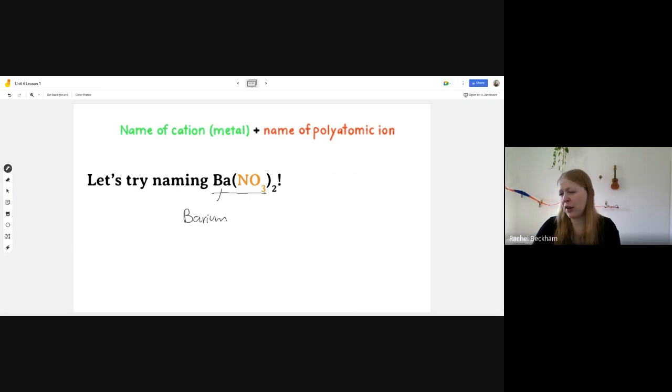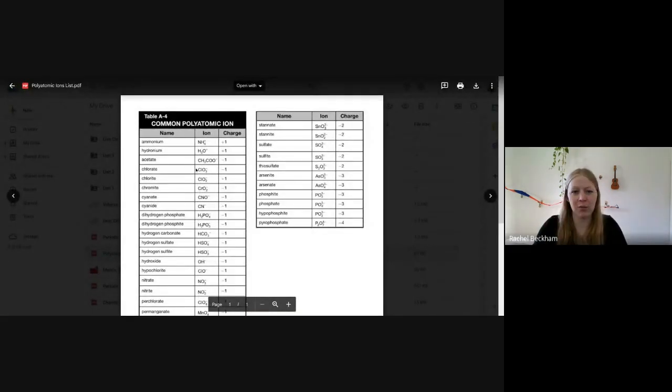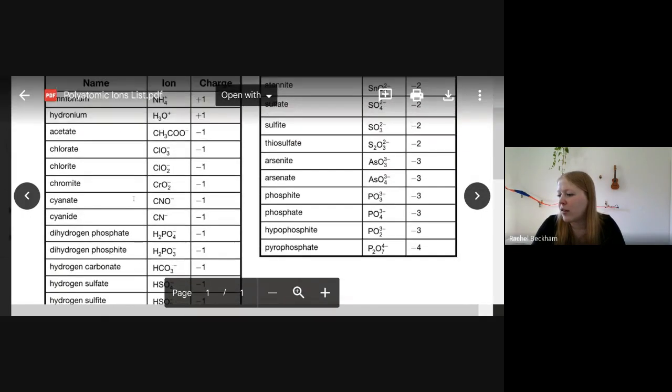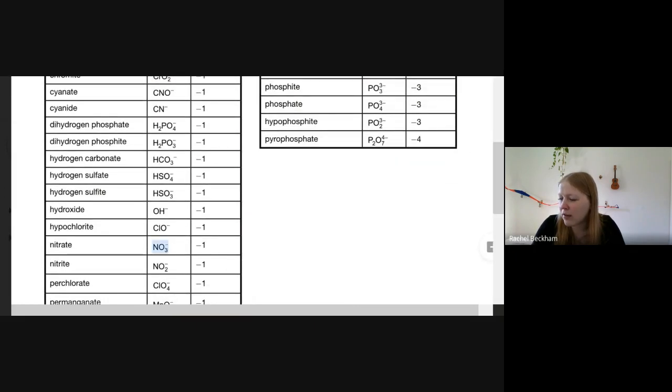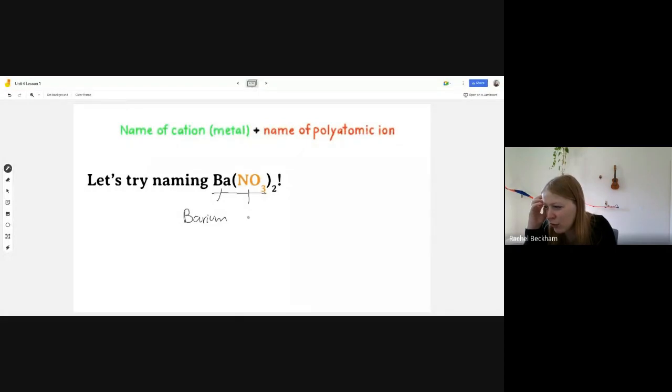NO3. What you'll need for this is your polyatomic ion list. This is also in the student resource folder. Anytime you have multiple elements together within parentheses, or just 3 elements or more, you can find them on your polyatomic ion list. If I scroll down, I can see the ion that was there. That was NO3, and the name for that is nitrate. So going back, I know that this is called nitrate.